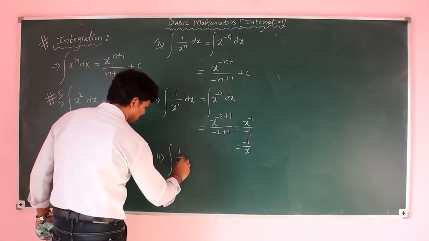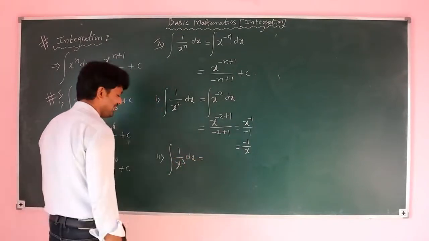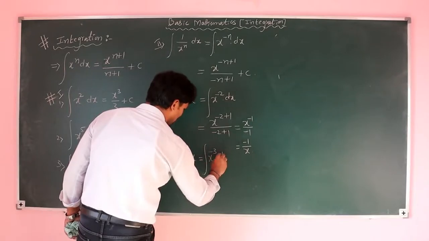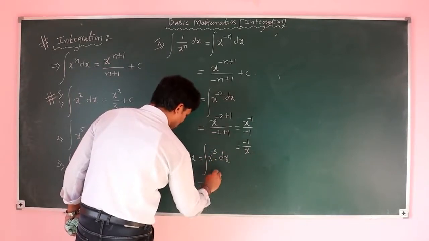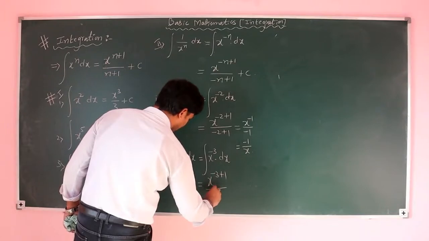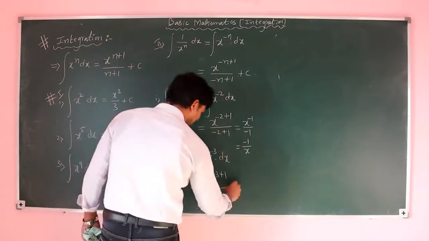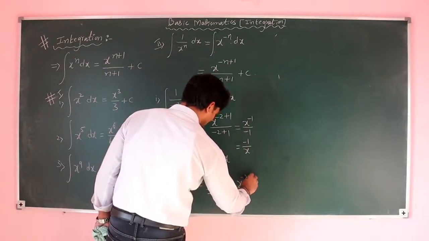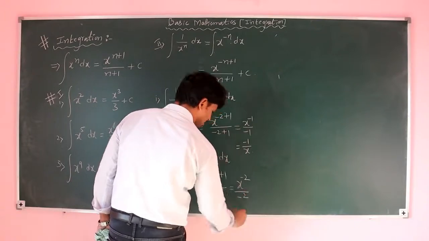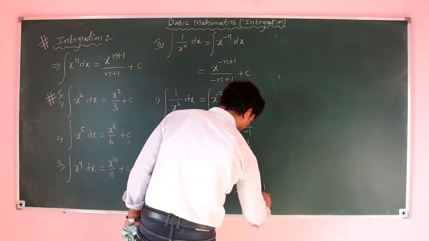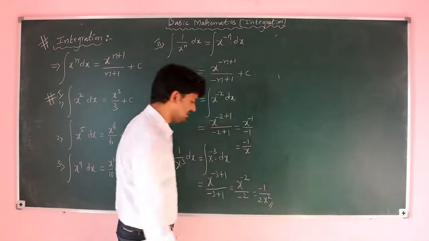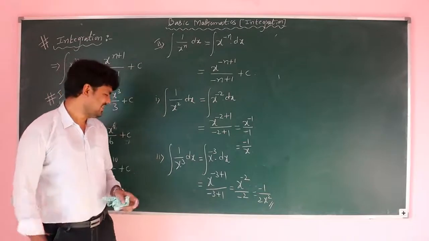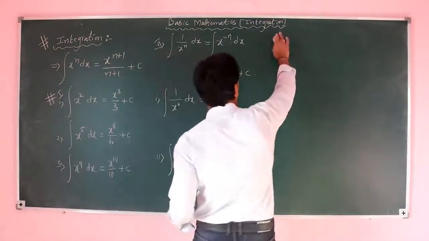Also take one more: integral 1 by x cube dx. 1 by x cube, we can write as x to the power of minus 3 dx. That gives x to the power of minus 3 plus 1 by minus 3 plus 1. Minus 3 plus 1 gives x to the power of minus 2 by minus 2. So the minus goes down, giving minus 1 upon 2x square.